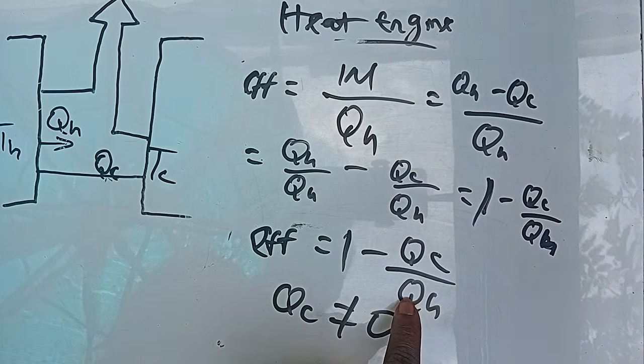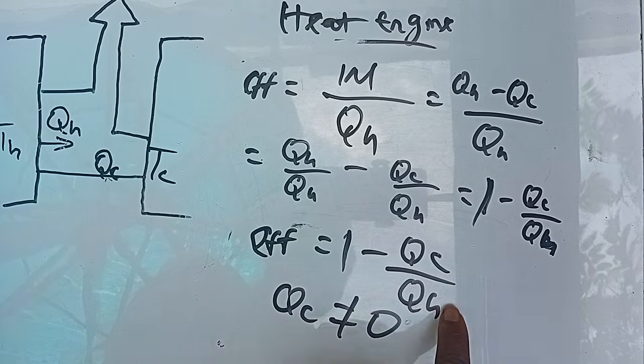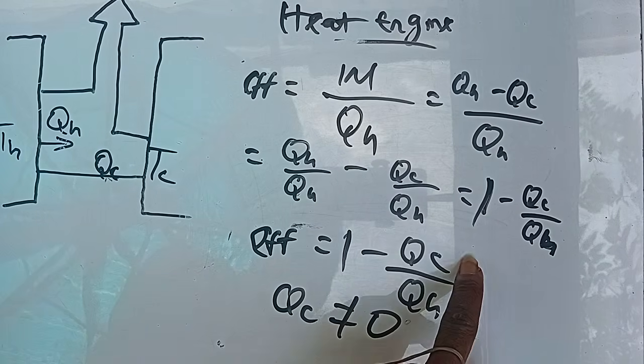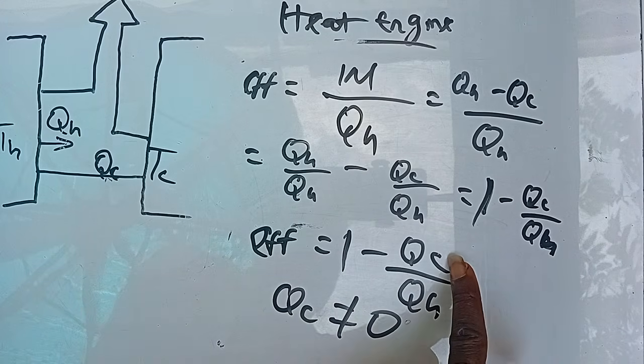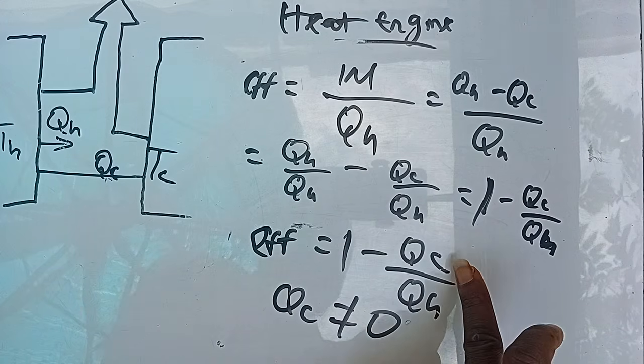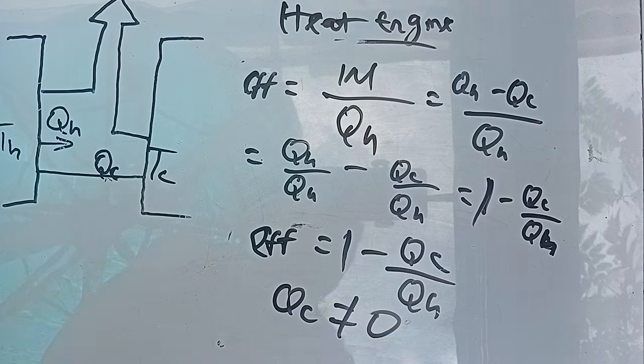It's not even this, because if QH is 0, you can't divide by 0. Do we get? You cannot divide by 0. So QH is not even 0 before. But QC also can never be 0. QC can only be 0 for a perfect engine. And that is against the law.